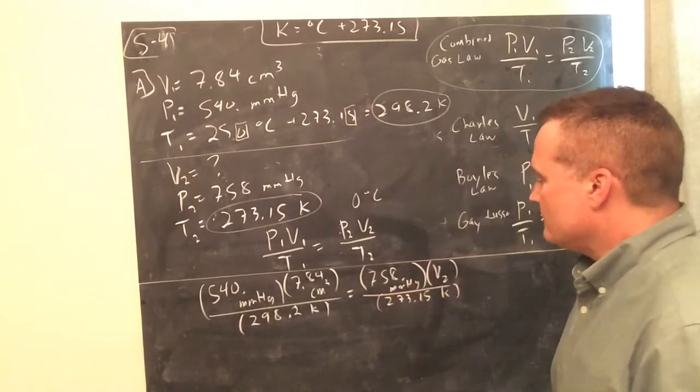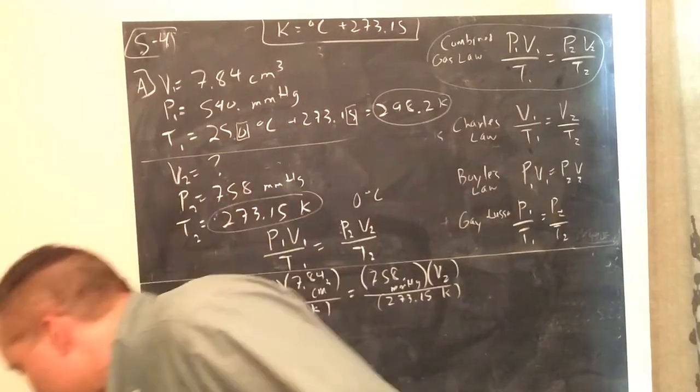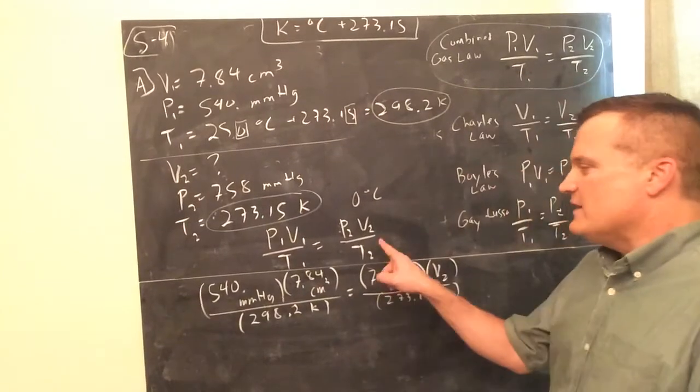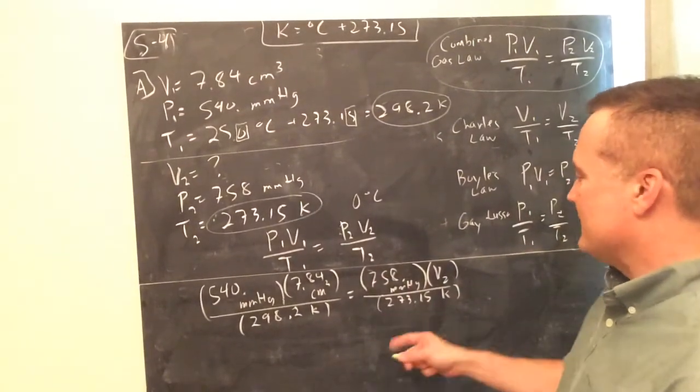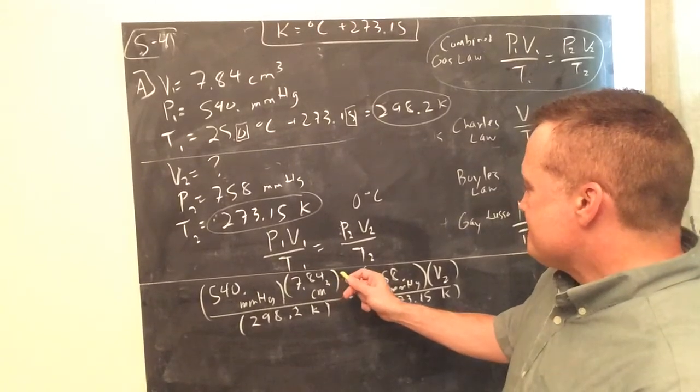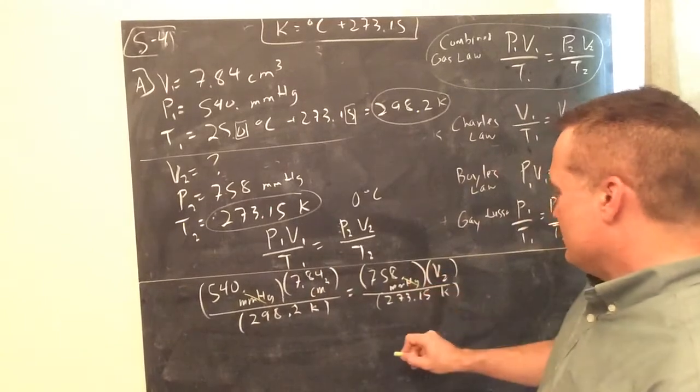Now, okay, anything that you see twice, you can cancel out. Any unit. So show me the equation. And obviously, nothing is constant here, so it's going to be the combined law. So, let's see. Millimeter of mercury, millimeter of mercury.